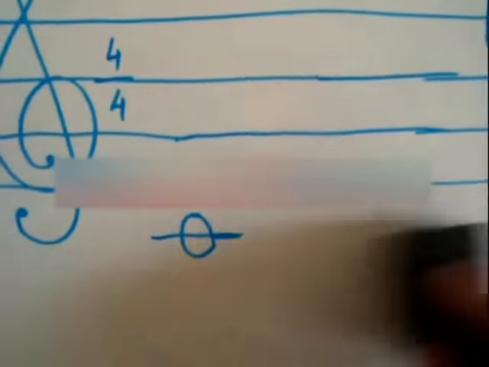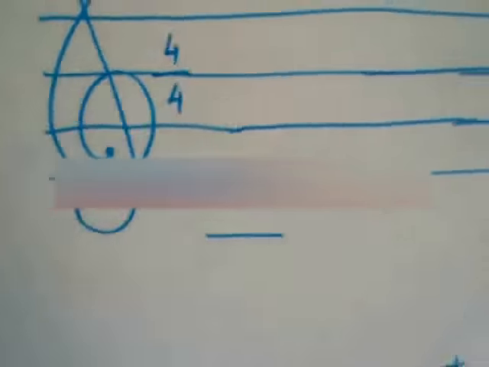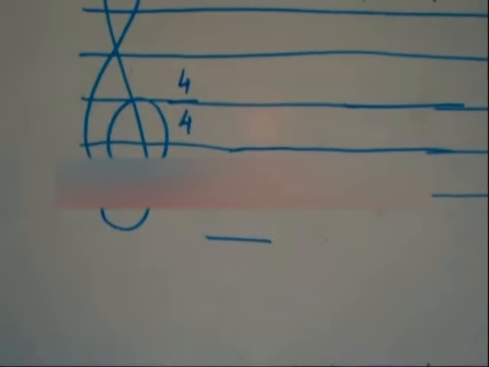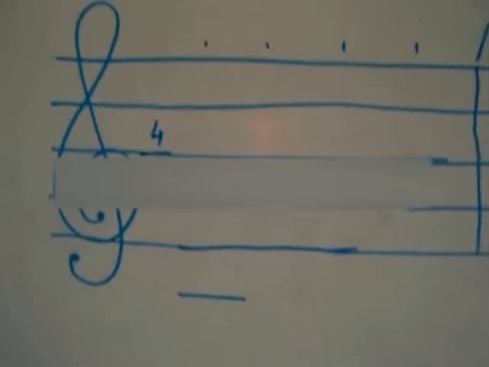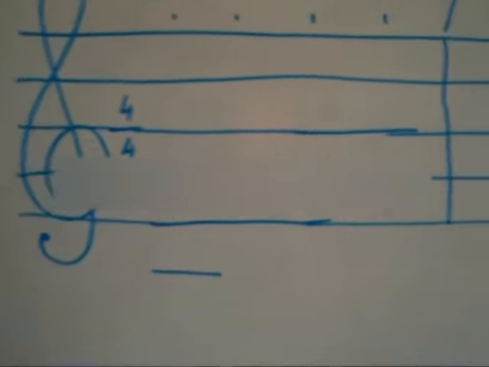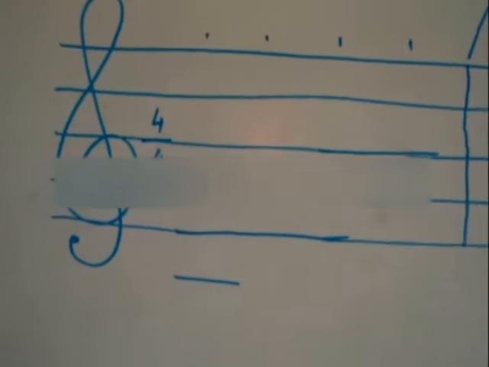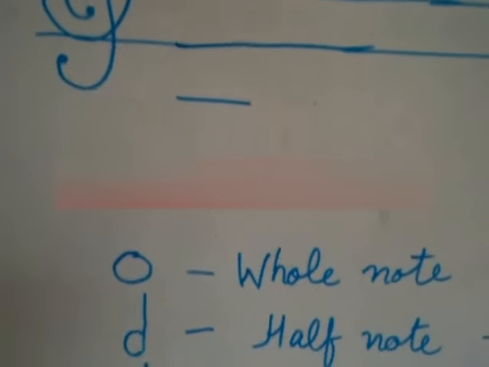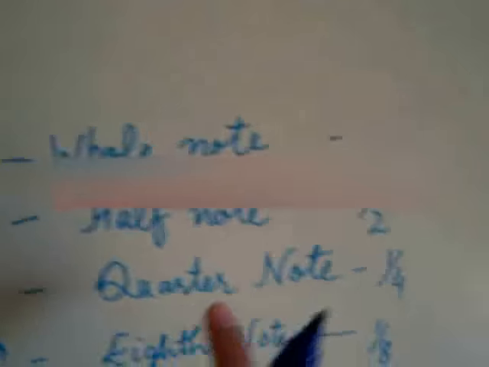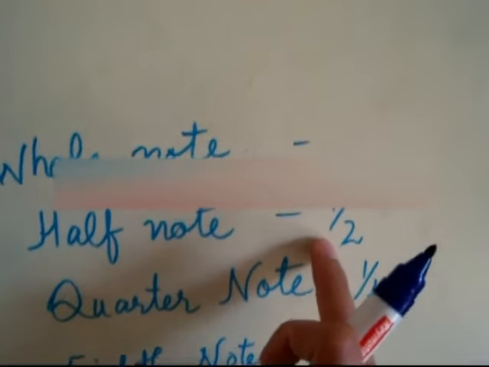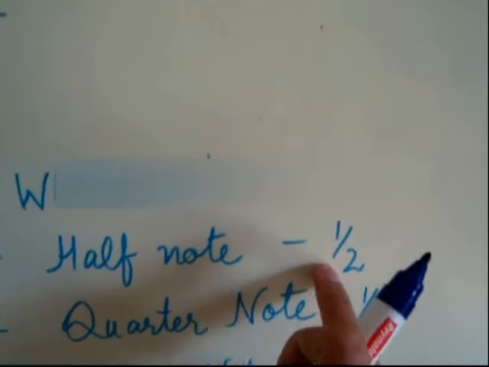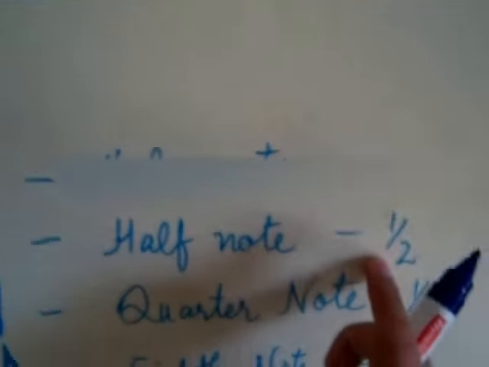Okay, now suppose you want to play the note for 2 beats. It's like this: sa re ga ma. Means you have to play the note for 2 beats. Then in that way you have to put a half note, because a half note is having 2 quarters. Correct? Half note is having 2 quarters.